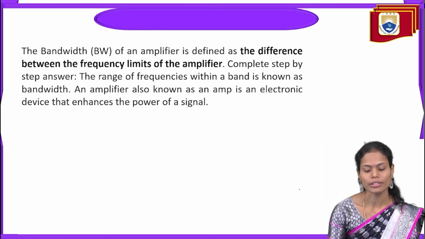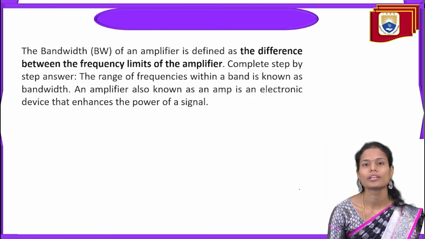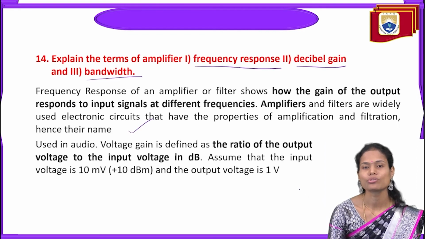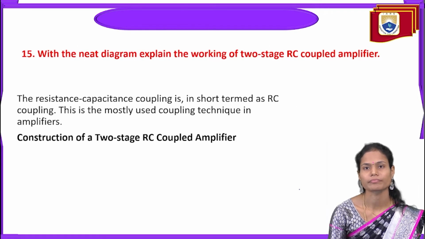And what about bandwidth? So bandwidth will indicate the difference between the frequency limits of the amplifier, that is nothing but the difference between the upper cutoff frequency and the lower cutoff frequency. So about these three things we need to explain in detail as it is the long answer question.